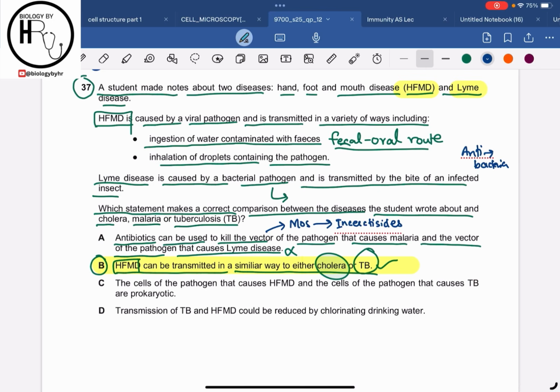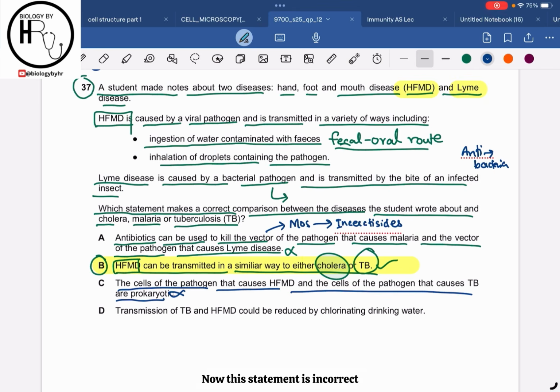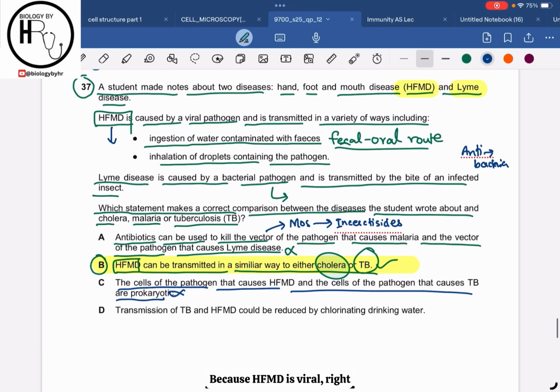Now let's have a look at why option C is incorrect. The cells of the pathogen that causes HFMD and the cells of the pathogen that causes TB are prokaryotic. This statement is incorrect. Why? Because HFMD is viral, so there are no prokaryotic cells involved. And TB is bacterial, so obviously prokaryotic cells are involved there.